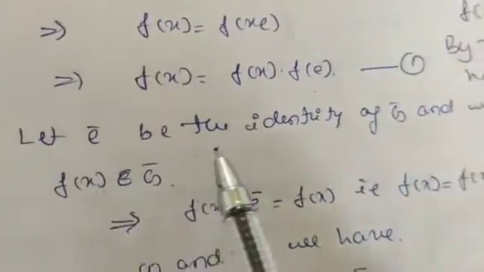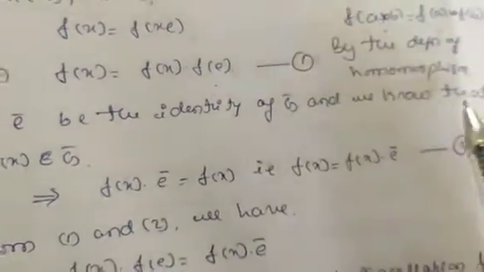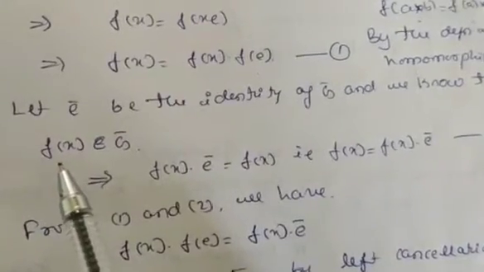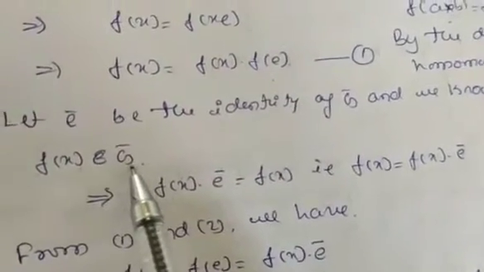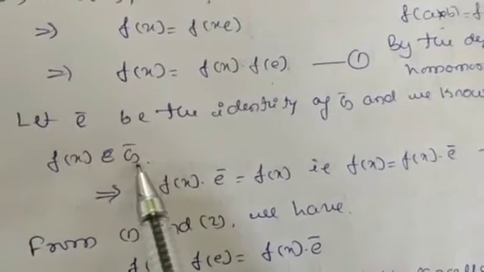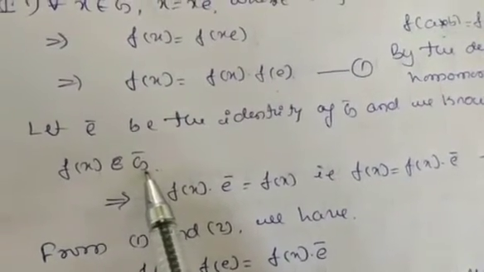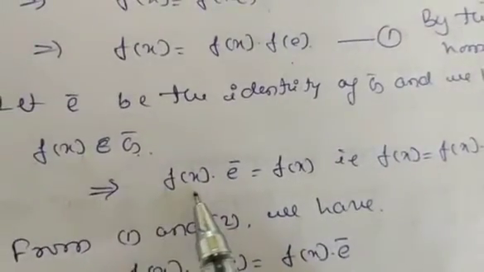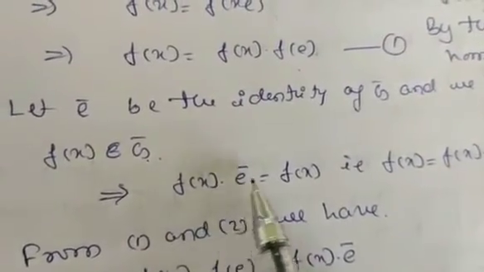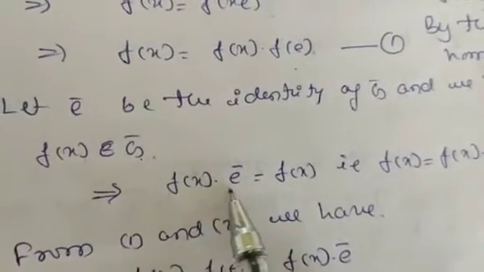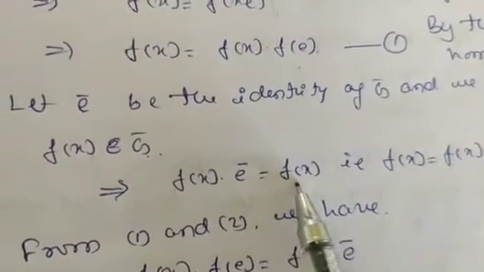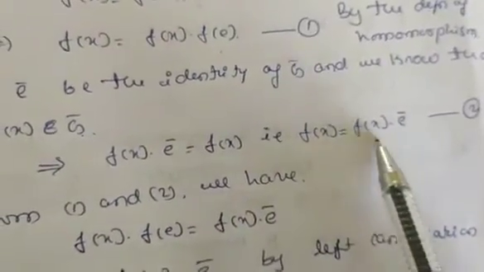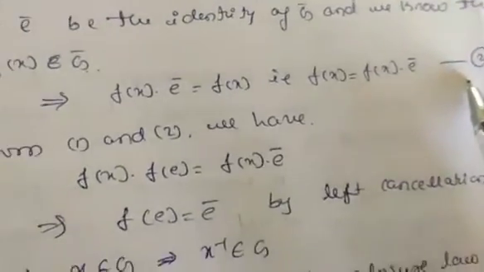Let E bar be the identity of G bar, and we know that here for all x belongs to G, f of x belongs to G bar, because all elements x belongs to G and their images f of x belongs to G bar. This implies here multiplying on both sides with the identity element, f of x into E bar is equals to f of x, because E bar is the identity element. That is, f of x is equals to f of x into E bar. Take this one as equation number 2.